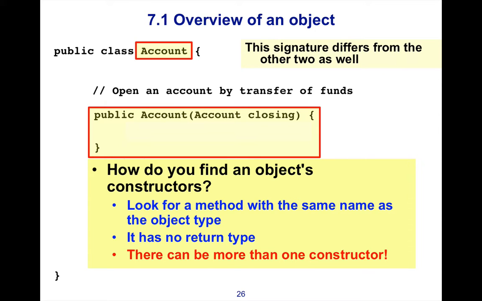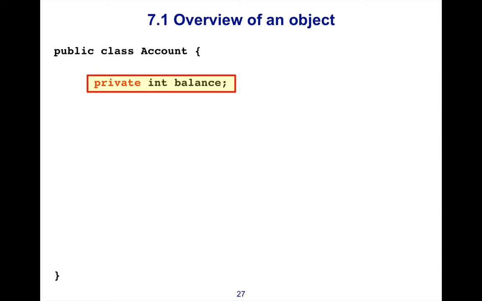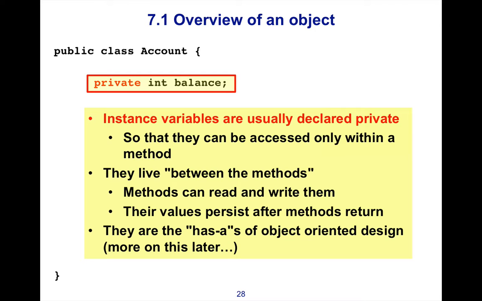Okay, the next thing to look at is an instance variable, which we see declared here. Instance variables, at least for now in our course, are usually declared private, and this is so they can only be accessed within a method. It's a form of encapsulation. And these instance variables live and are declared between the methods. They're not declared inside a method. This int balance statement here occurs outside of any method.